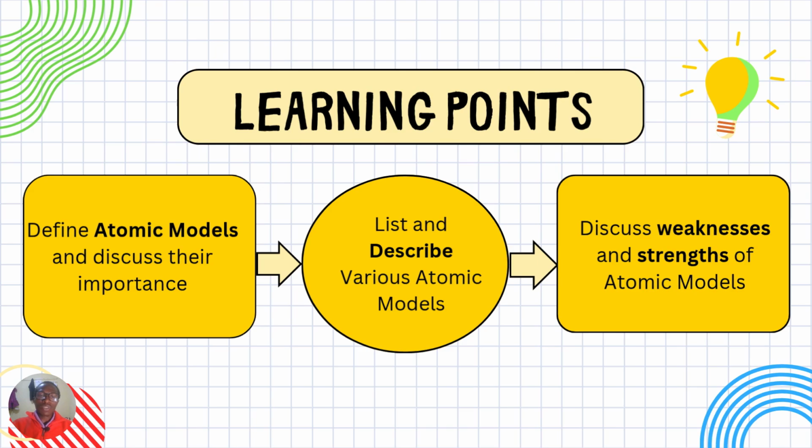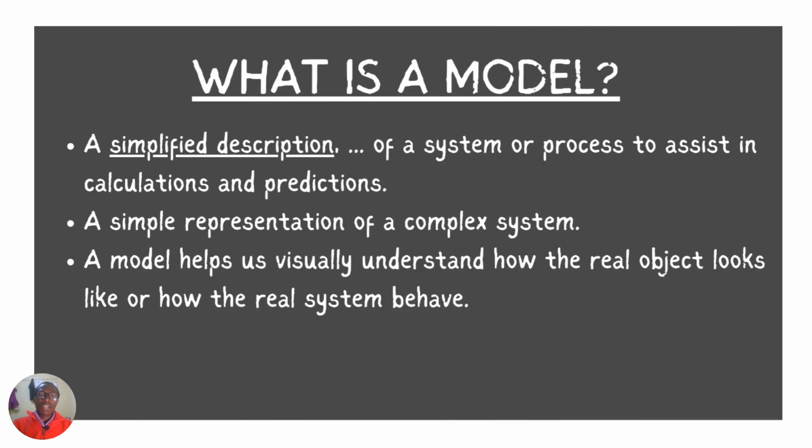So first of all, what is a model? The definition found in the dictionary is that it is a simplified description of a system or process to assist in calculations and predictions. So this is the one that mostly suits this topic. And what we can get from this is that it is a simple representation of a complex system. So think of some engineers trying to design a complicated plane or ship or a building.